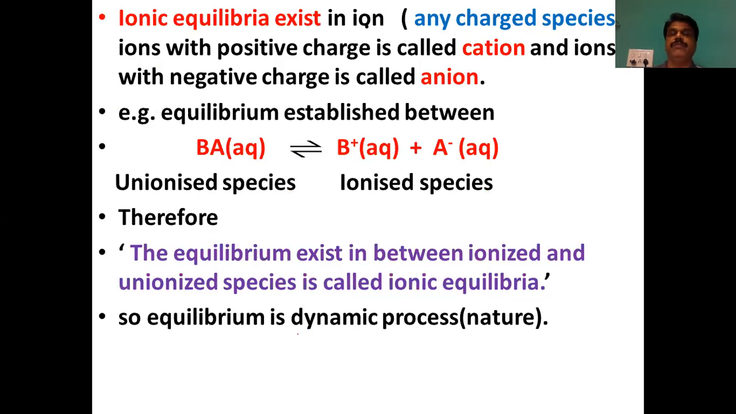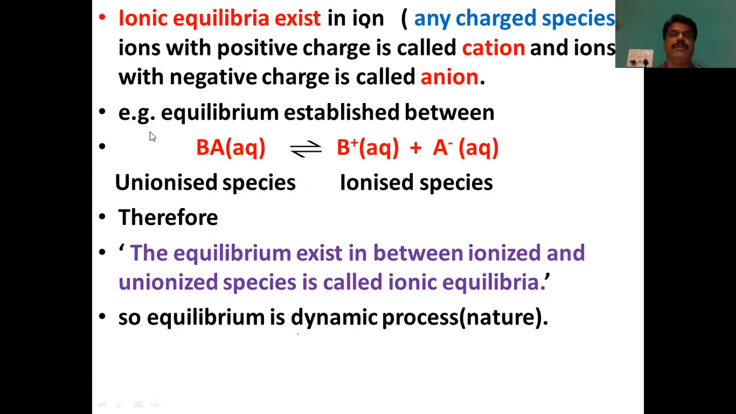What is meant by ions? Any charged species are called ions. Ions with positive charge are called cations and ions with negative charge are called anions. That means a cation carries positive charge and an anion carries negative charge.